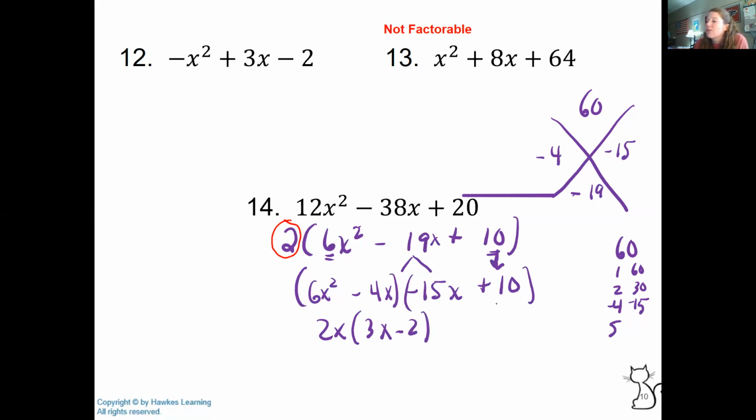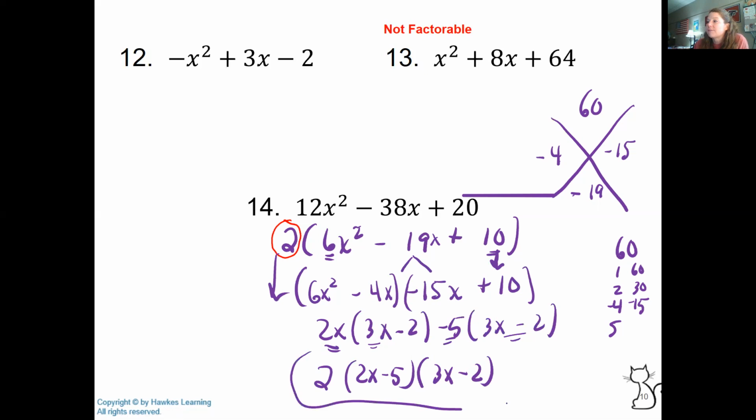Now remember, I want this first term to be positive because of this one. So if I divide this by negative 5, wouldn't that give me a positive 3? Negative 15x divided by negative 5 is positive 3x, and 10 divided by negative 5 is negative 2. So I did it. One of our answers is 3x minus 2. The other one is 2x minus 5. And we finally bring down that 2 that we factored out. And that's our answer.